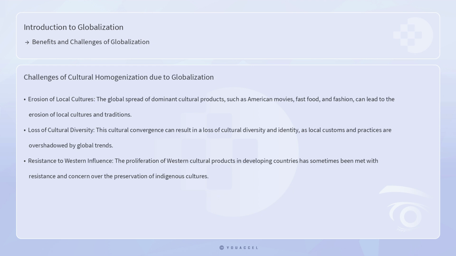Cultural homogenization is another challenge associated with globalization. The global spread of dominant cultural products, such as American movies, fast food, and fashion, can lead to the erosion of local cultures and traditions. This cultural convergence can result in a loss of cultural diversity and identity, as local customs and practices are overshadowed by global trends. For example, the proliferation of Western cultural products in developing countries has sometimes been met with resistance and concern over the preservation of indigenous cultures.